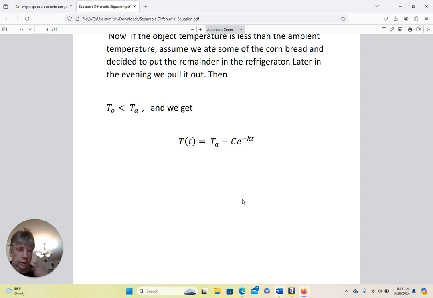Okay, so that's it, guys. That's a little bit of cornbread and a little bit of Newton's law of cooling.